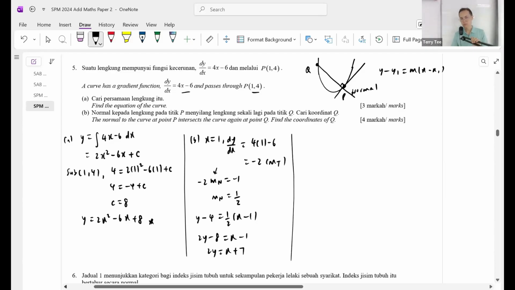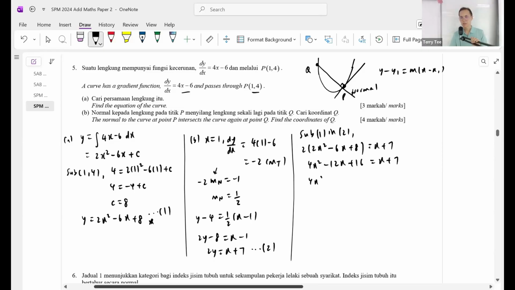Yeah, you can divide by 2, but I think it's okay, leave it. Because in the first equation, your y is already written as the subject, so I don't want to rearrange the second one to make y the subject. We'll just leave it like this. We now substitute equation 1 inside equation 2. Don't write your y, write 2x squared minus 6x plus 8. The result is x plus 7. Expand the bracket: 4x squared minus 12x plus 16 equals x plus 7. Bring over: 4x squared minus 13x plus 9 equals 0.